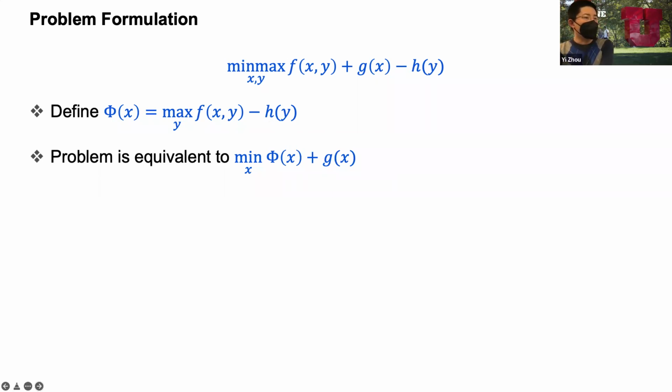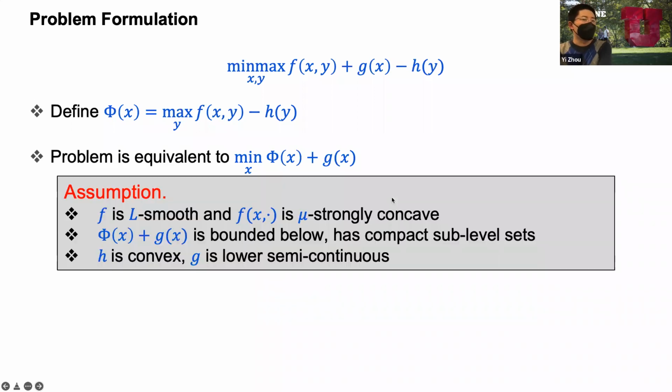So we can define this function. Now, once we define this function, the maximization part in this minimax optimization can be absorbed. And then we can equivalently write this minimax optimization into the following minimization problem. They are equivalent because the maximization part is hidden inside the phi function. So this is just a reformulation of the problem.